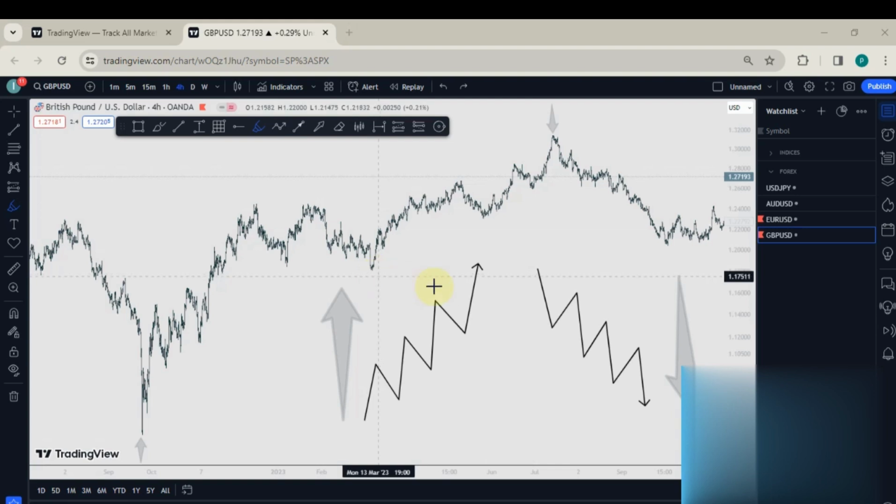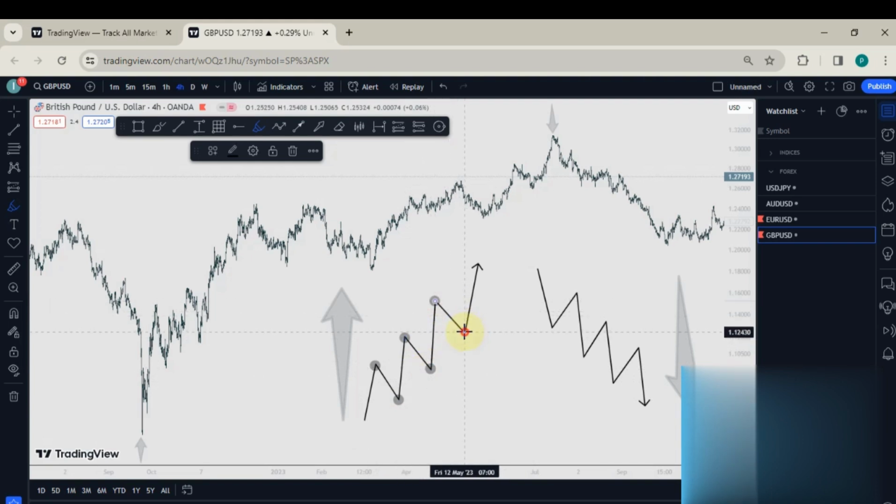So what I want you to focus on is this up arrow here, indicating that this is our uptrend. And I just want you to focus on these highs and lows that I'm about to point. Here we have our higher high. Here we have our lower low. Here we have our higher high. Here we have our lower low. Here we have our higher high. Here we have our lower low. And we are anticipating a new higher high.